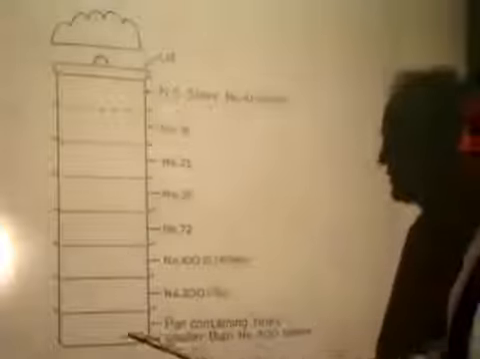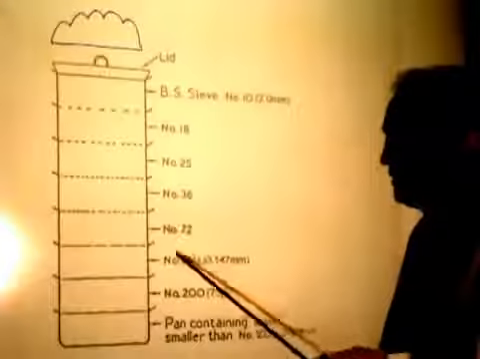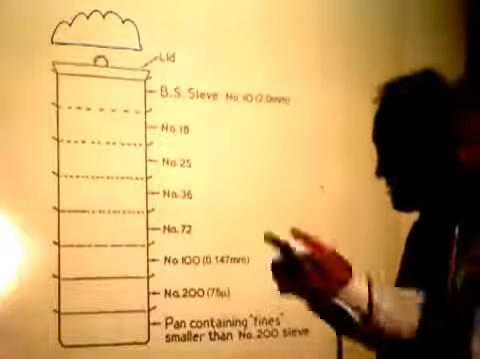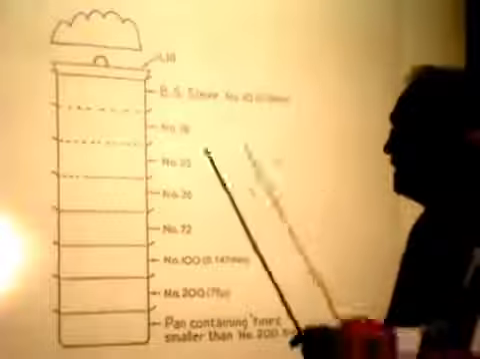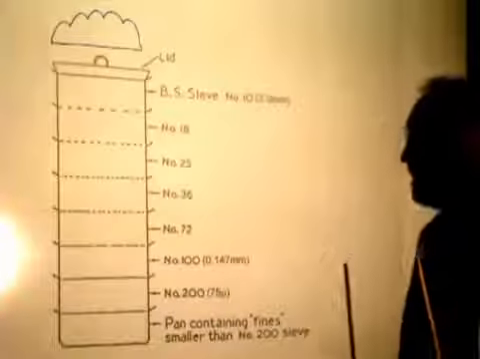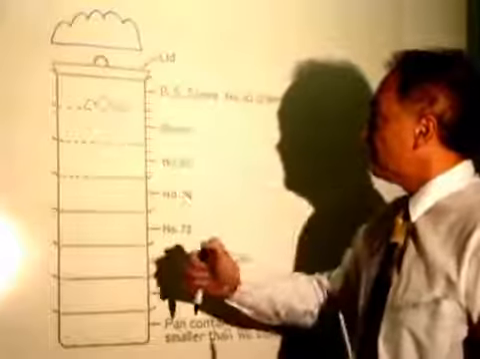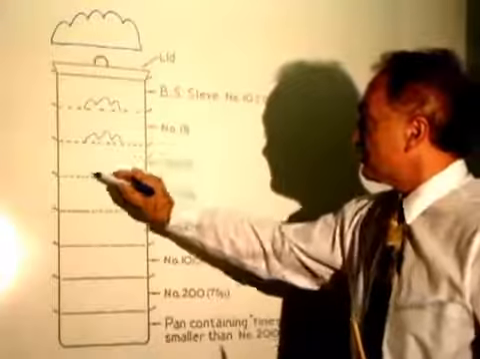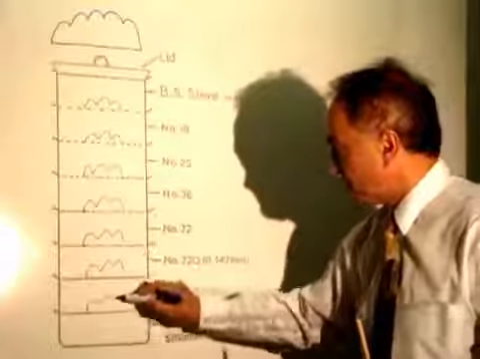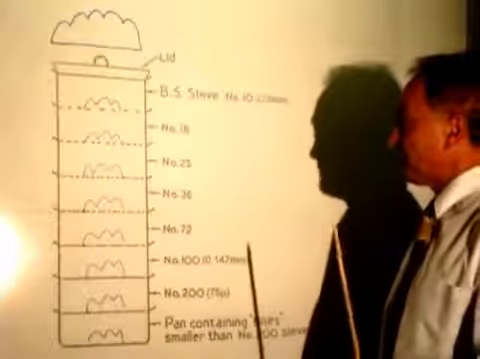Looking at this representation of a stack of sieves with the British Standard sieve number shown here and the equivalent aperture size in millimetres shown against a selected number, if we commenced with this much material and found that the amount passing each successive sieve was as shown by this type of distribution, we will have an example of a well-graded material.